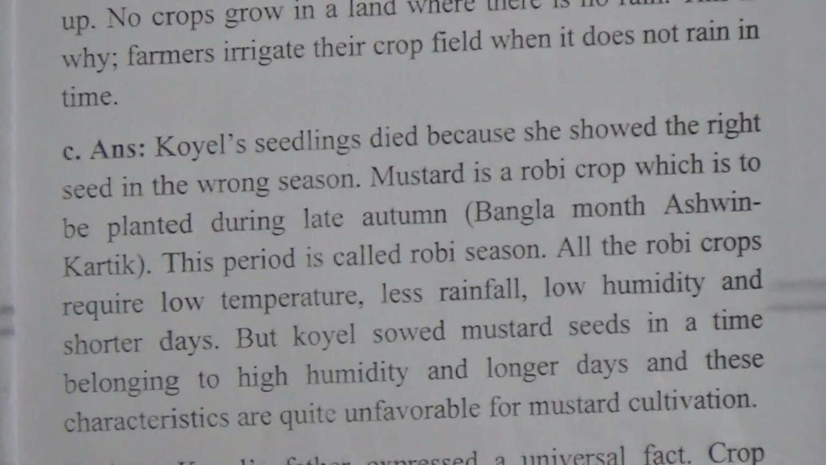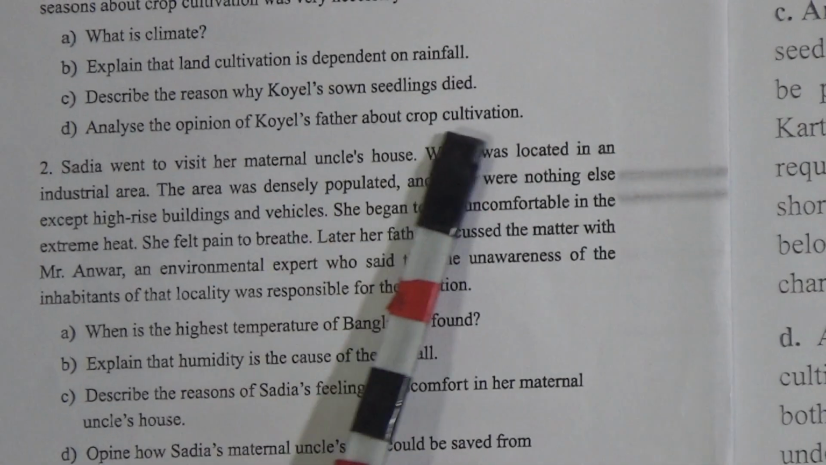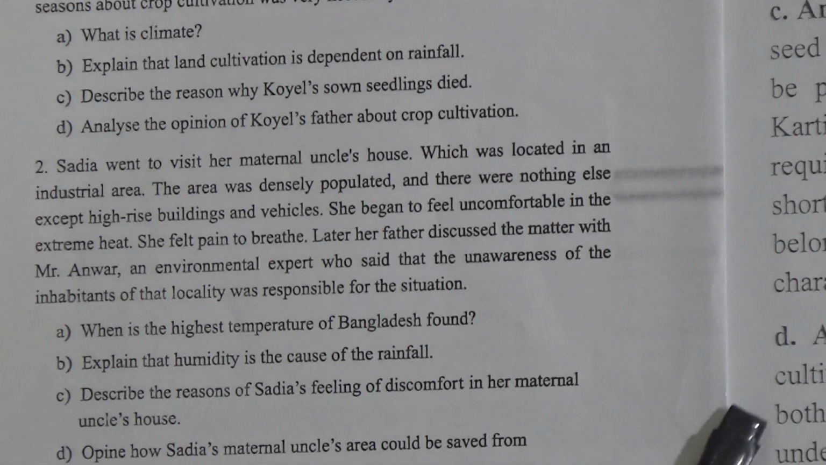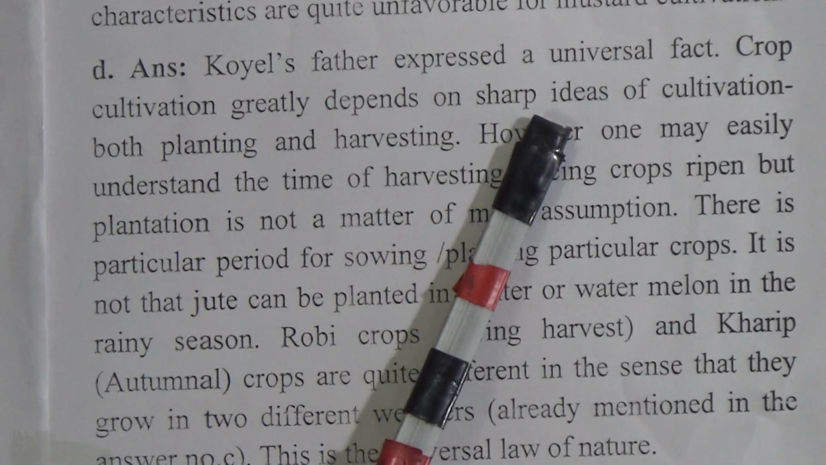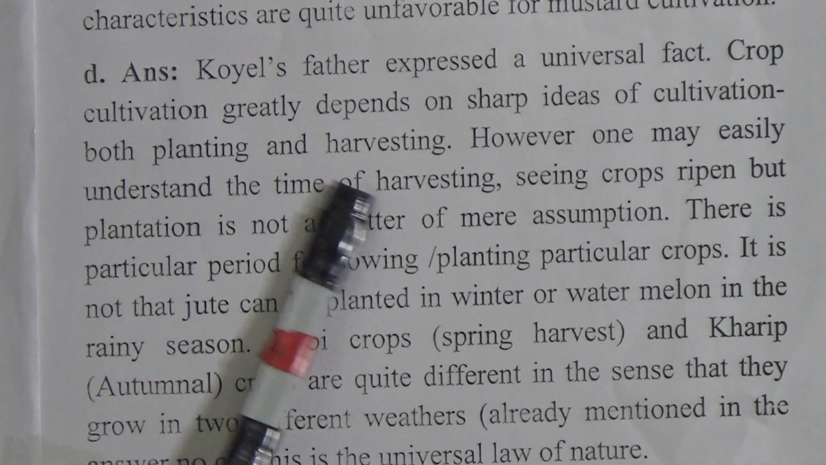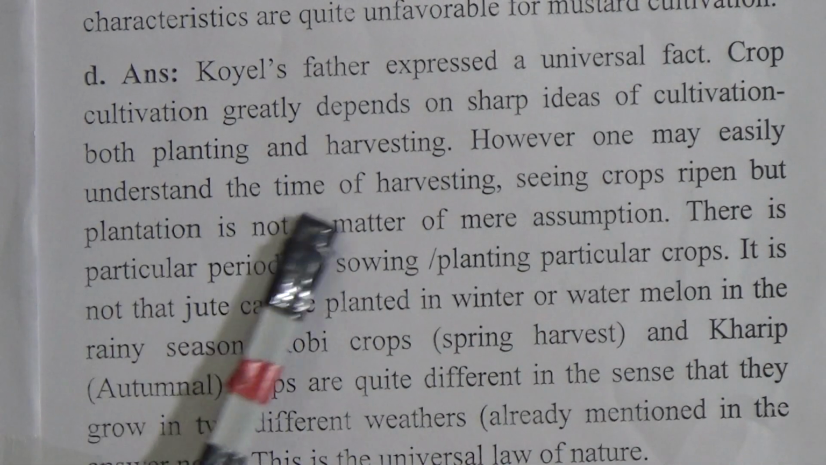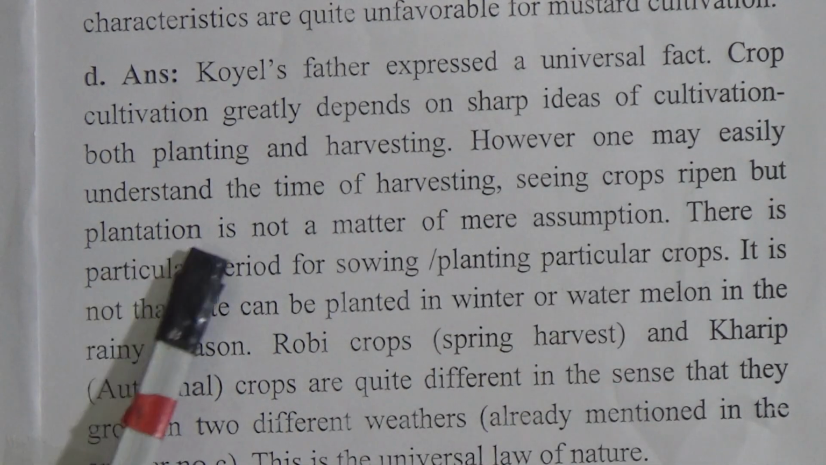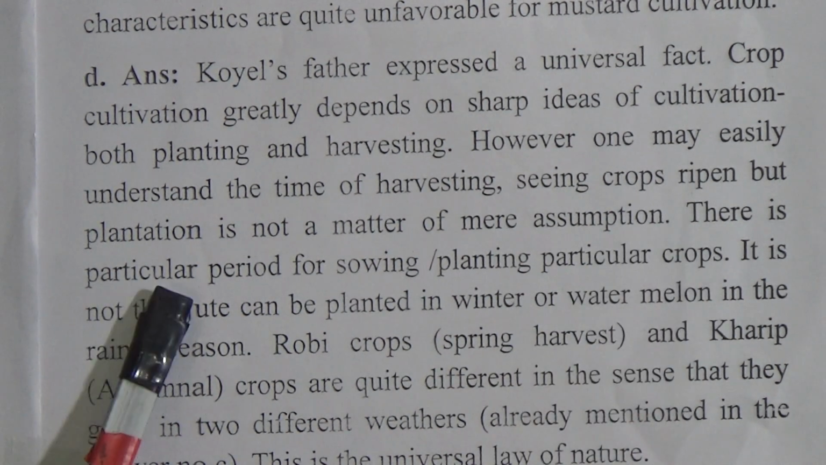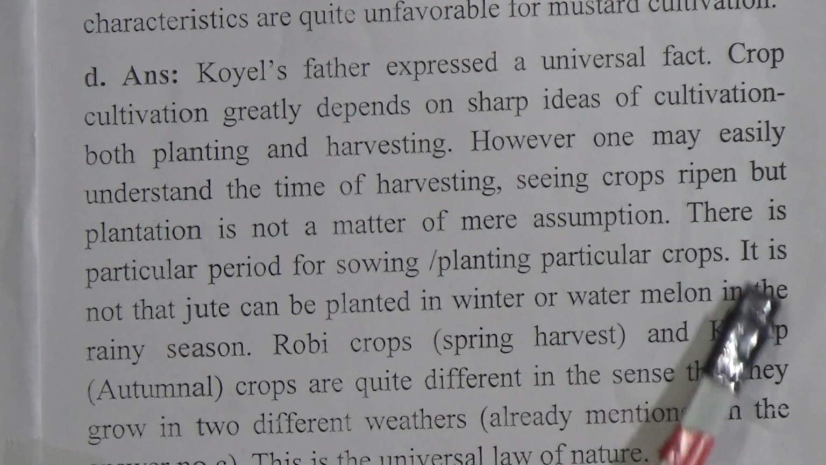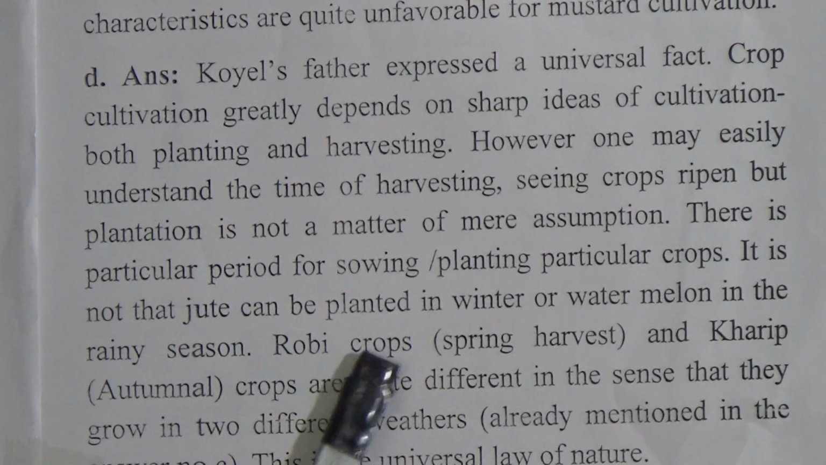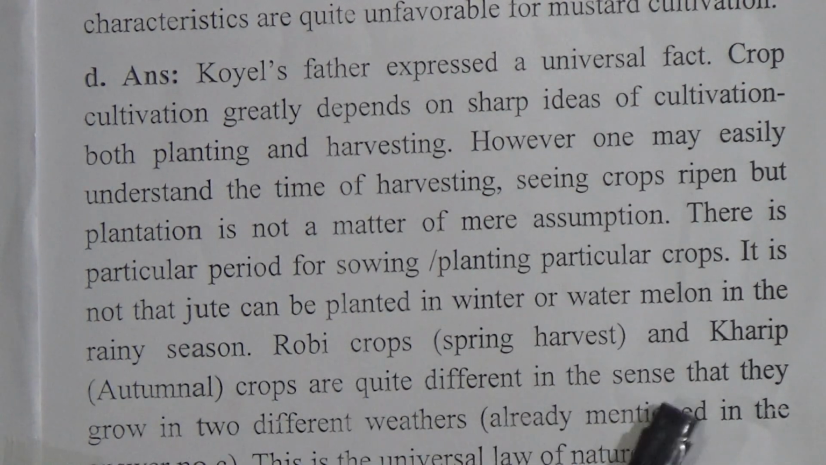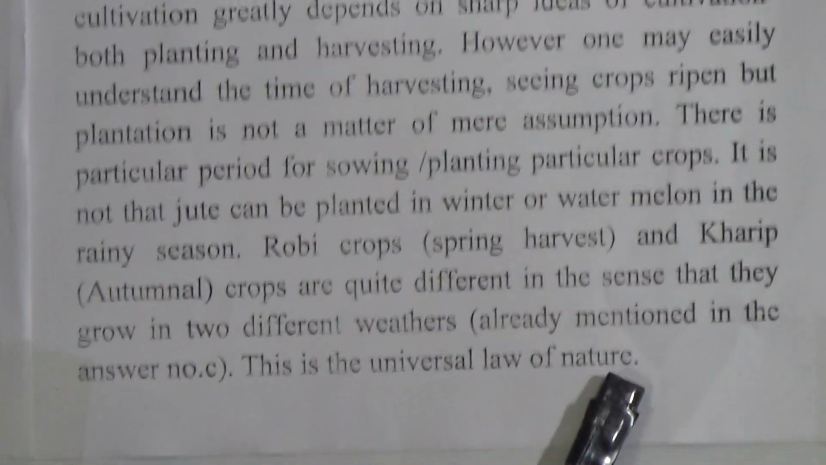We have got the answer to question number C. Now question number D. Analyze the opinions of Koil's father about crop cultivation, about the importance of season. Now look, answer number D. Koil's father expressed a universal fact. Crop cultivation greatly depends on sharp ideas of cultivation, both planting and harvesting. However, one may easily understand the time of harvesting, seeing crops ripen. Plantation is not a matter of mere assumption. There is a particular period for sowing or planting particular crops. It is not that jute can be planted in winter or watermelon in the rainy season. Rabi crops and kharif crops are quite different in the sense that they grow in two different weathers, already mentioned in the answer to question C. This is the universal law of nature.